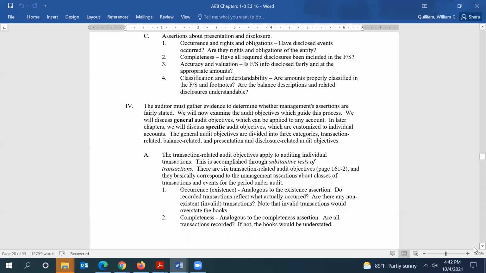But what's more of a problem is number two, completeness. Have all required disclosures been included in the financials? Sometimes they're not all there. That can be a big problem. So completeness is always the biggest problem when it comes to presentation and disclosure. Presentation and disclosure may be understated. In other words, not everything is there that should be.